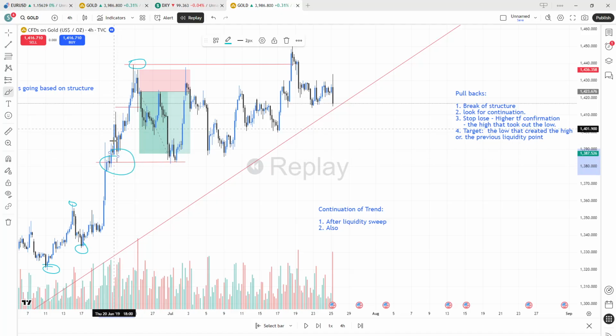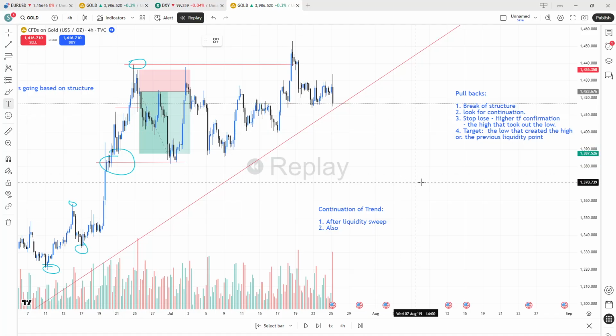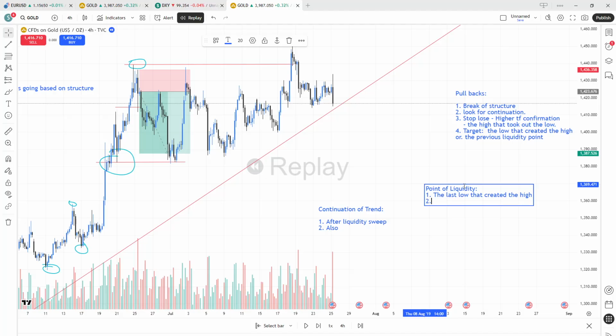This point is the last point of liquidity, right? That's the last point of liquidity right here. We do have a target: the low that created the high, so this low created that high. Those are the last points of liquidity. So that's the definition of the point of liquidity.